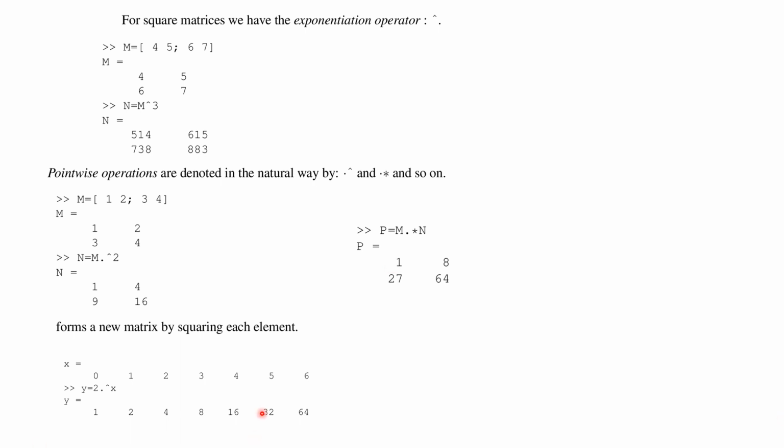If this is a vector X, a 1 by 7 list, a matrix, a vector, then we can take 2 to the pointwise power of X. So it'll take 2 and raise it to all the powers in X, the pointwise power of X.